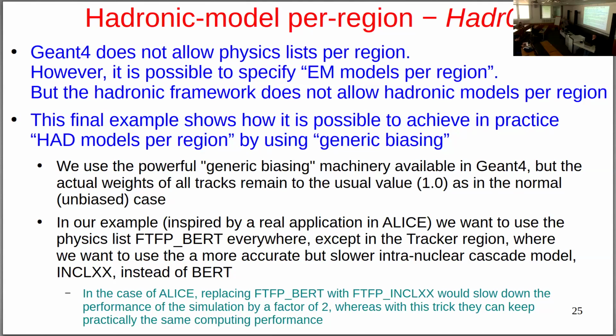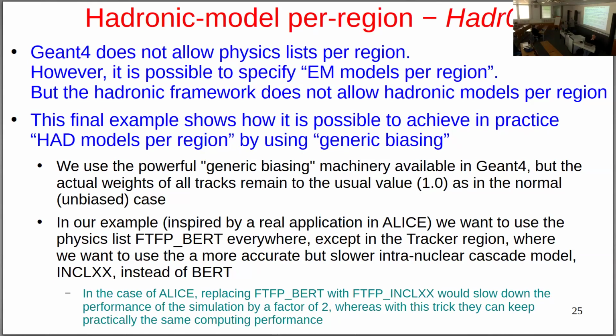However, by using this generic biasing, it's possible to achieve this hadronic model per region without changing the hadronic framework. And I will show you how. This is a real concrete case which came from ALICE. They wanted to use a more sophisticated intranuclear cascade, the INCL, instead of the default Bertini in the tracker part, because they realized that it describes the experimental data better.